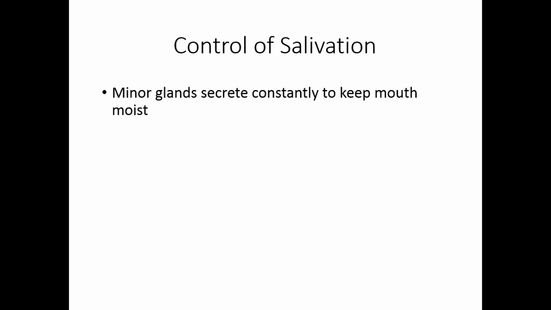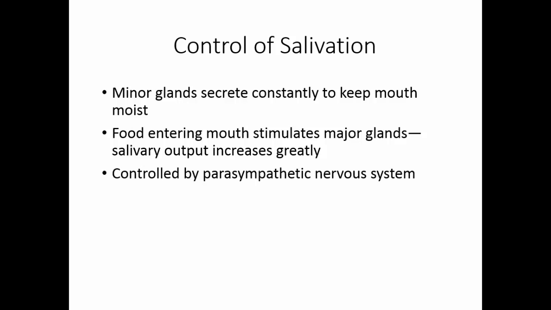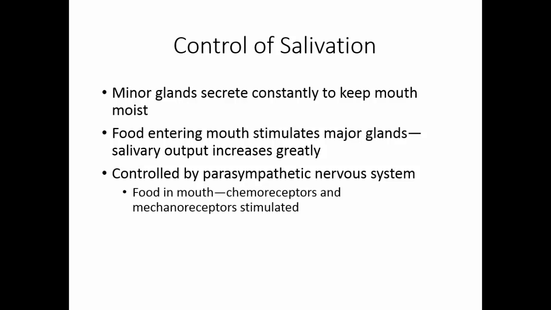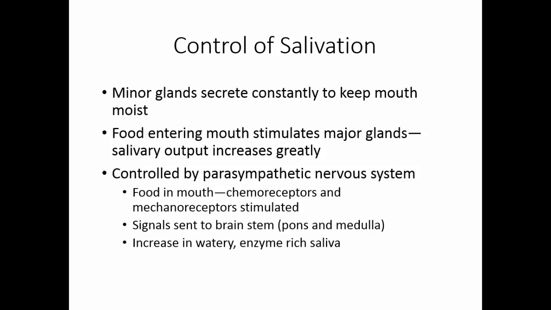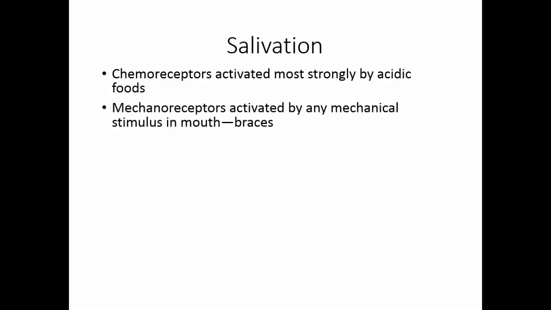The minor salivary glands secrete saliva constantly. This keeps the mouth moist. However, food entering the mouth will stimulate the major glands, and salivary output will increase greatly. Salivary output is controlled by the parasympathetic nervous system. Food being placed in the mouth stimulates chemoreceptors and mechanoreceptors. These signals are sent to the brainstem, the pons, and the medulla, and this causes an increase in a watery, enzyme-rich saliva. The chemoreceptors for acid are the ones that will most strongly activate the salivary glands.